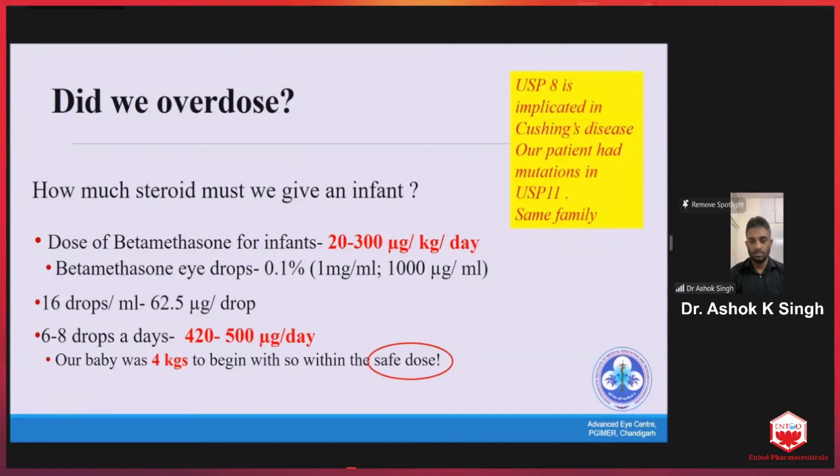As already told, the child had a USP11 gene mutation. We did some research and found that the USP8 gene is implicated in the development of Cushing disease. USP8 and USP11 belong to the same family. Whether USP11 per se has any direct role in the development of Cushing, we don't know yet, but this needs further research.